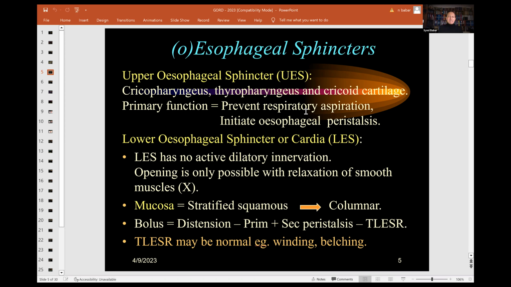There is no innervation which actively dilates it. So the mechanism of continuing tightness, and also relaxation, relates to bilateral vagal innervation, which is different on either side. And we'll talk about this in respect of medication.